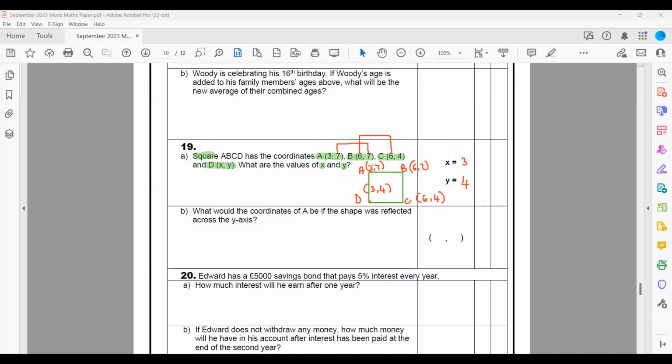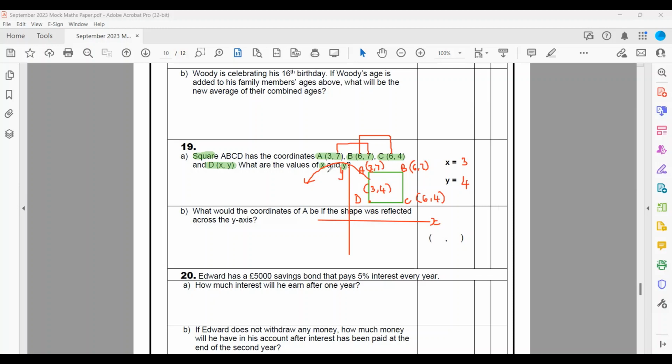Now, what would the coordinates of A be if the shape was reflected across the y-axis? If you imagine we drew an axis here by our square, and we're reflecting across the y-axis, remember the y-axis is your vertical axis and the x-axis is your horizontal. This shape will end up over here, the same distance from the y-axis on this side as it is on this side. And they want to know the coordinates of point A. So point A would move over here.